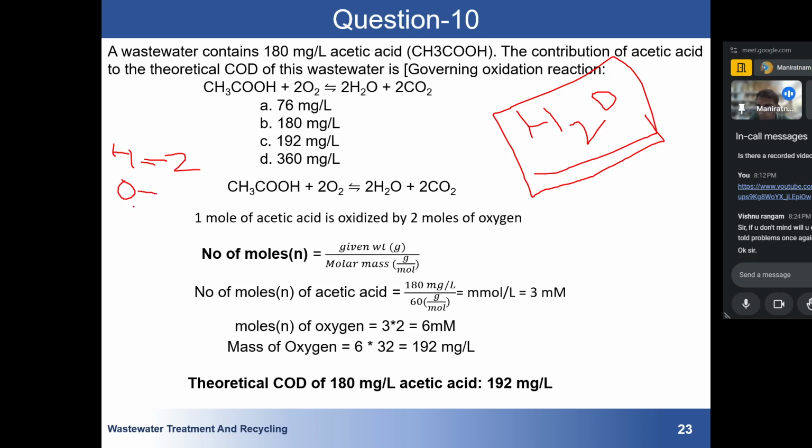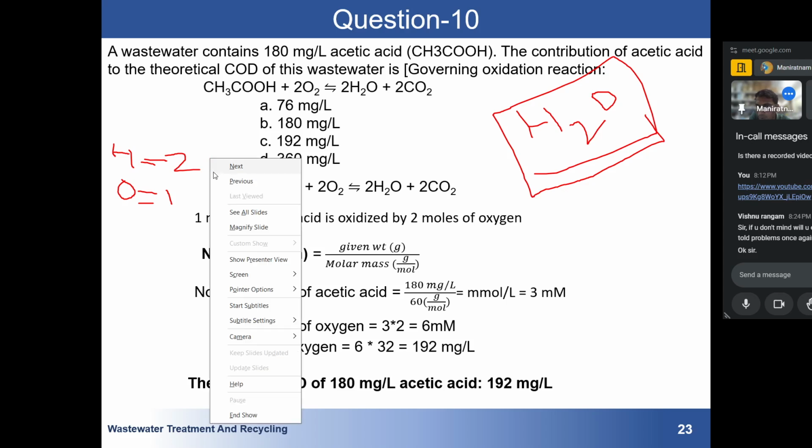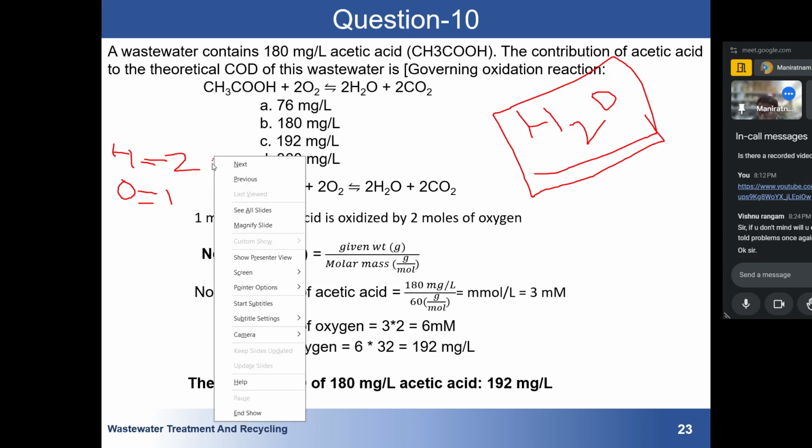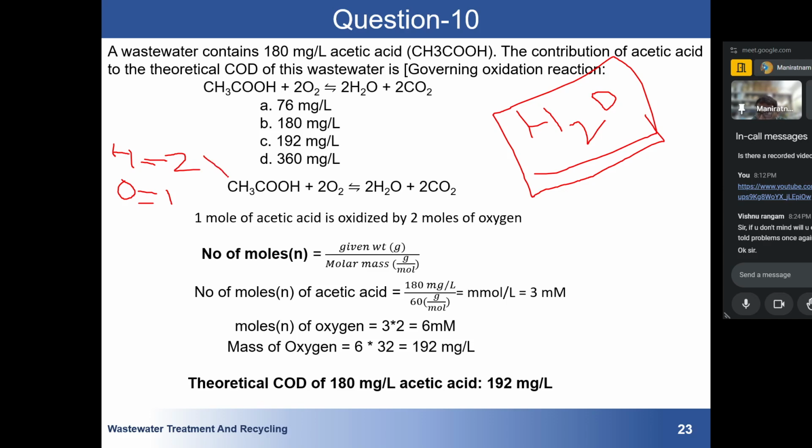It is 2, and how many oxygen are there? One oxygen is there. And we know the atomic mass of hydrogen, how much is the atomic mass of hydrogen? 2 into 1, and for oxygen it will be 1 into 16. So total it will be 18. 16 plus 2, 18.